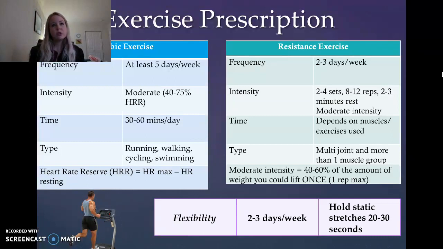So for example, if she was doing a squat and her one rep max was 100, so she would work her way up with about 40 to 60 pounds on her bar for each of these. The time depends on the muscles and exercises used. Usually on a lower body day where there's more muscles to be activated, it would probably take her a little bit longer, so that can vary. And the type would be multi-joint and more than one muscle group in one day. So for example, she could do back and biceps on one day or shoulders and triceps on another day.